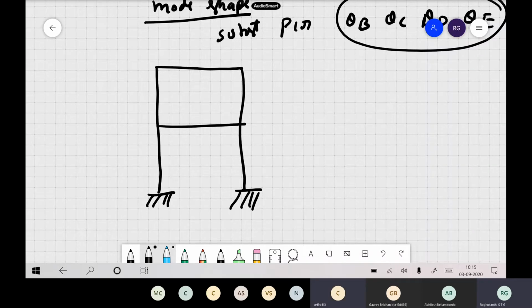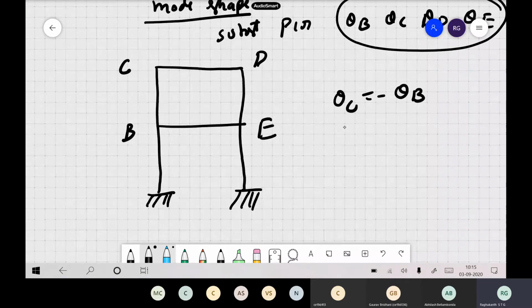Symmetric mode shape. It is basically a symmetric mode shape. You can have asymmetric also, but your problem itself will tell you the eigenvector, so you can easily guess. So this is B, then C, then D, E. Because it is symmetric, theta C will be the same as minus theta B, and theta D will be the same as minus theta C. The eigenvector also you can easily find out.